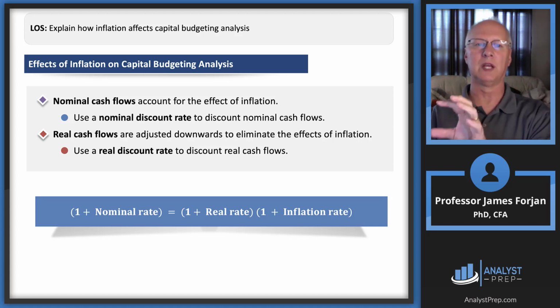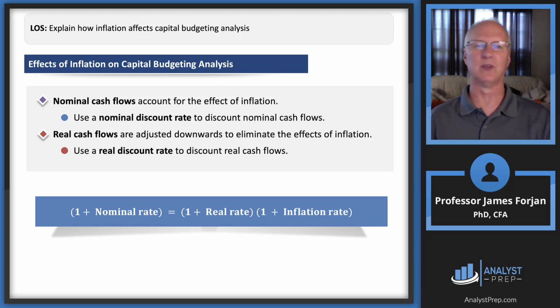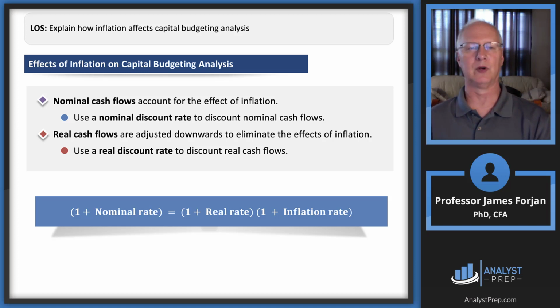So when we use inflation to compute the cash flows, we call those nominal cash flows. Therefore, we use the nominal discount rate to discount those nominal cash flows. And that's probably the most reasonable, the most commonly used. But what we can do is estimate real cash flows. And there are some good reasons to estimate real cash flows. That's probably not a part of this learning outcome. But here, you ready? Real cash flows are adjusted downward. So we're going to use the real discount rate to discount those real cash flows.